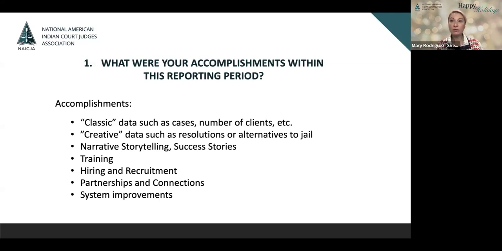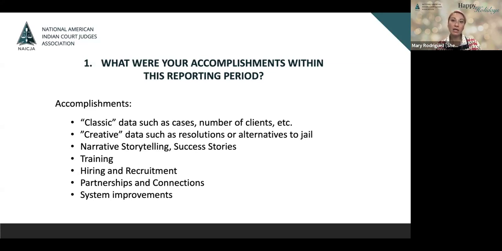System improvement. Have you worked on, what have you installed at the office recently? Is it new software? Is it some sort of program for attorneys? Is it some sort of reimbursement program for work clothes, whatever it is? Make sure you are sharing those accomplishments.